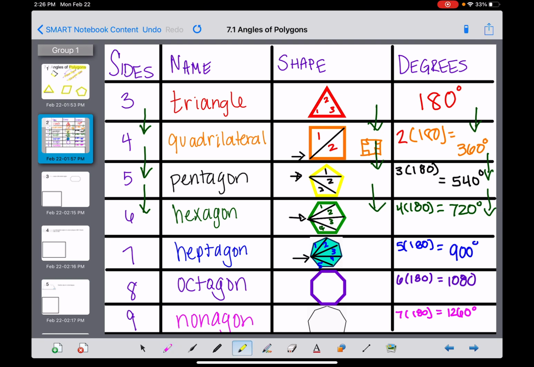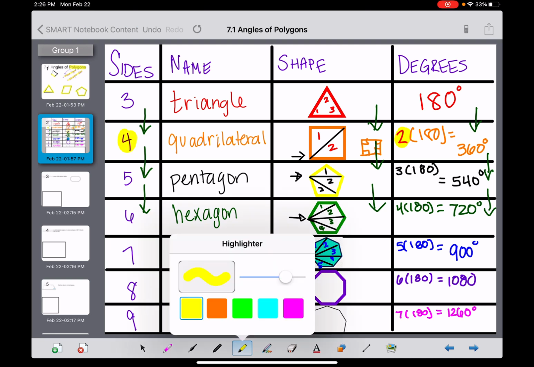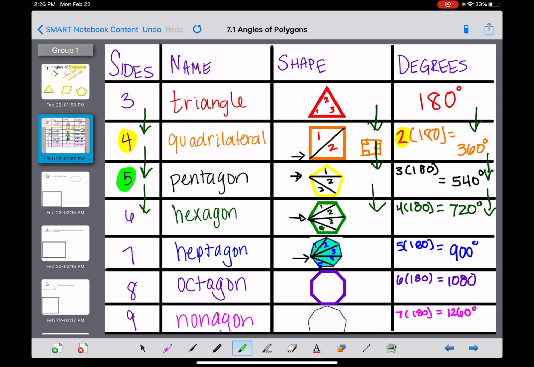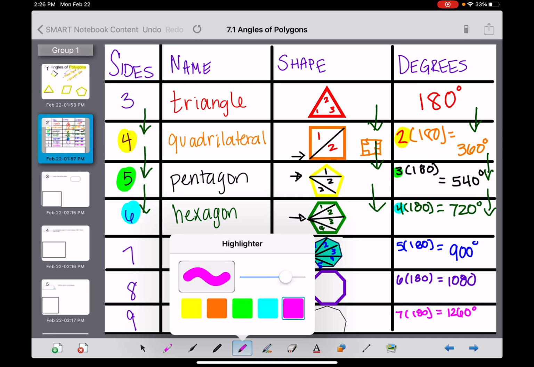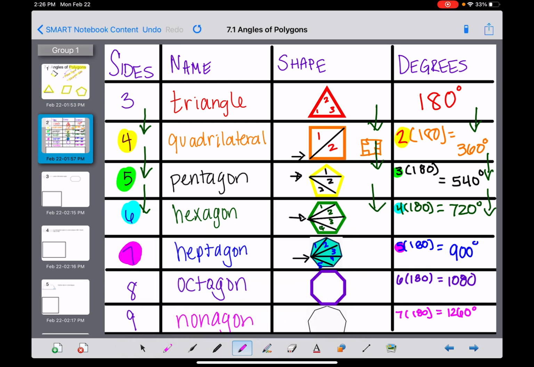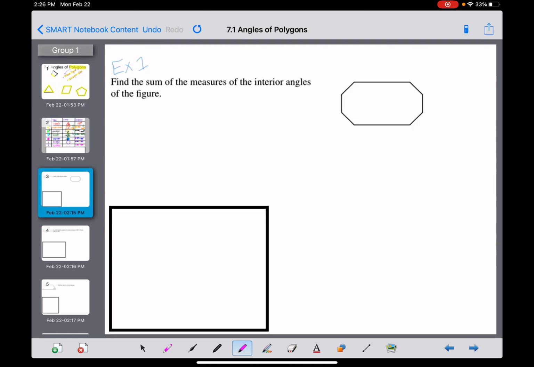So there is a general formula for finding the degrees of a polygon. So if you notice, the number of triangles in a figure is always 2 less than the number of sides. So a 5-sided figure had 3 triangles. A 6-sided figure had 4 triangles. A 7-sided figure had 5 triangles. So in order to find the measure of interior angles, we're going to take the number of sides, that's what N stands for, subtract 2 from it, and then we'll multiply that by 180 degrees.